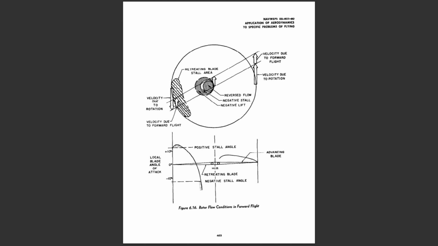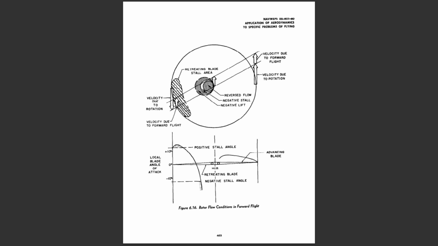By analyzing the velocity components acting on the rotor blade sections from the blade root to the tip on both advancing and retreating blades, a large variation of blade section angle of attack is found. Figure 6.16 illustrates a typical variation of the local blade angle of attack for various spanwise positions along the advancing and retreating blades of a rotor at high forward speed.